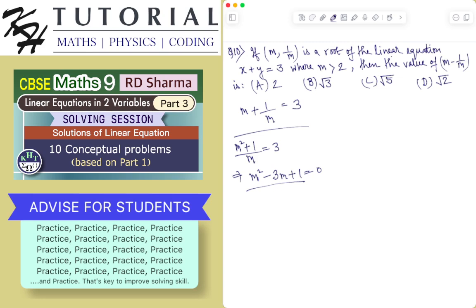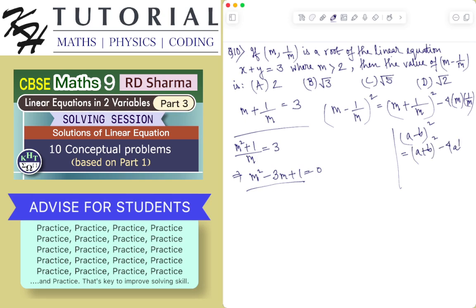1 by m. Now from the chapter of algebraic identities and expressions, I hope you know what is the formula of a minus b whole square. So m minus 1 by m whole square is m plus 1 by m whole square minus 4 into m multiplied by 1 by m. That is, I have applied the formula that a minus b whole square is equal to a plus b whole square minus 4ab.